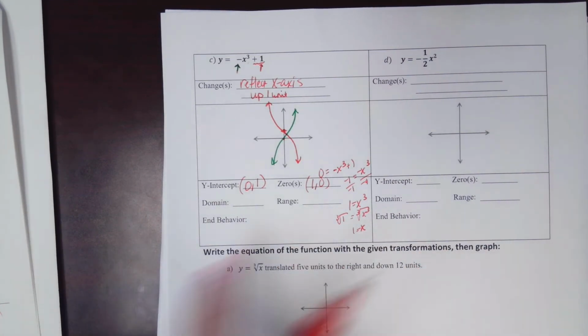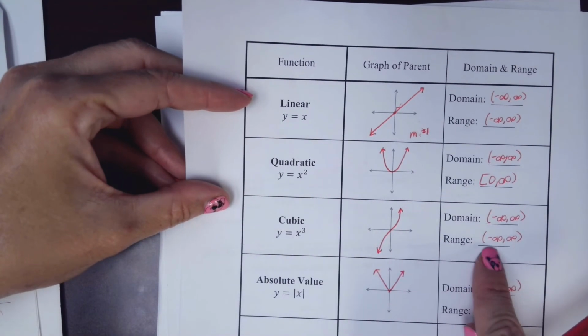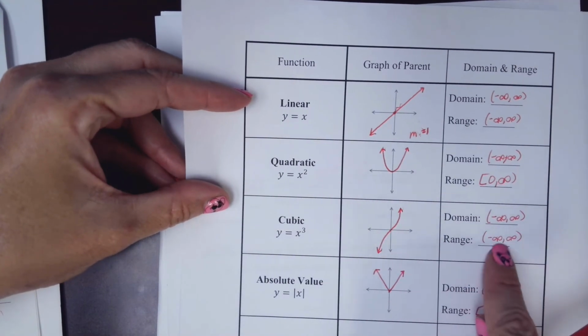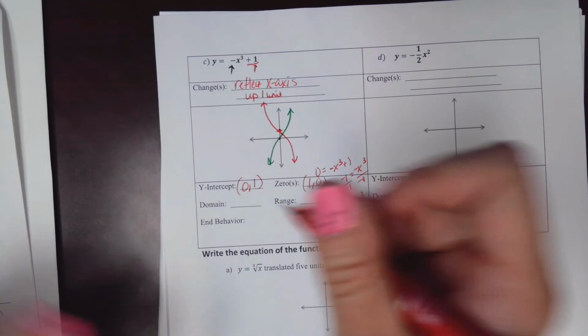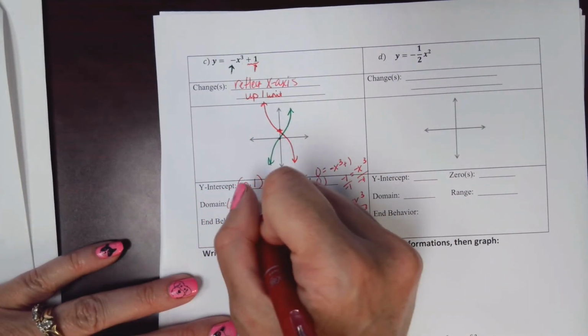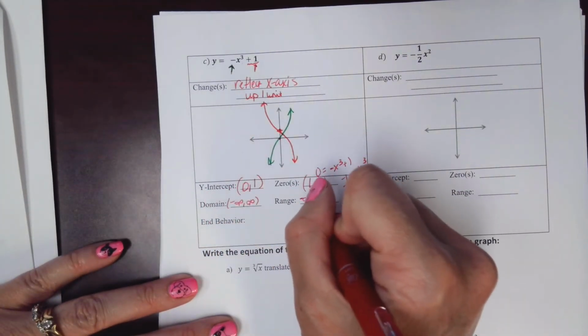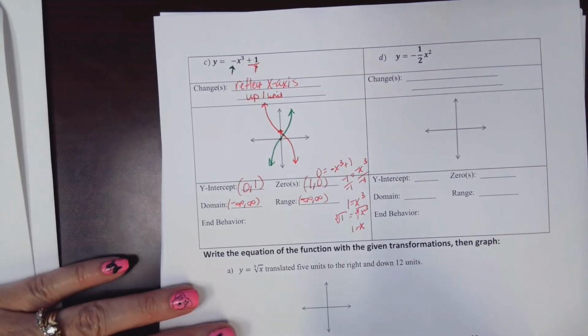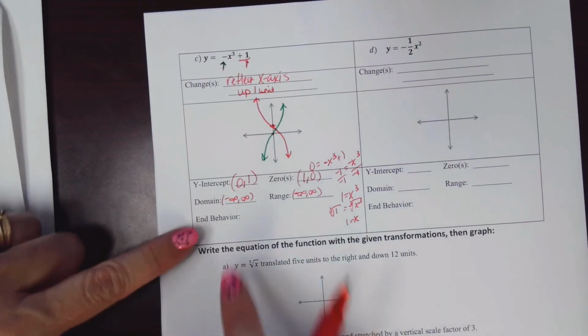Domain and range, if I look at my parent function sheet, domain and range for my cubic function, all real numbers for both of them. If it starts all real numbers, it stays all real numbers. Never changes. All right, this last one in behavior.